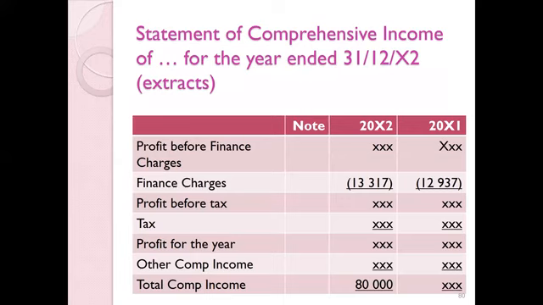How would this be reflected in the statement of profit or loss and other comprehensive income? We would expect to see those interest values shown as forming part of the finance charges. So under our finance charges, we would expect to include those values. We have our total comprehensive income value of 80,000 Rand that we were given from the question itself.